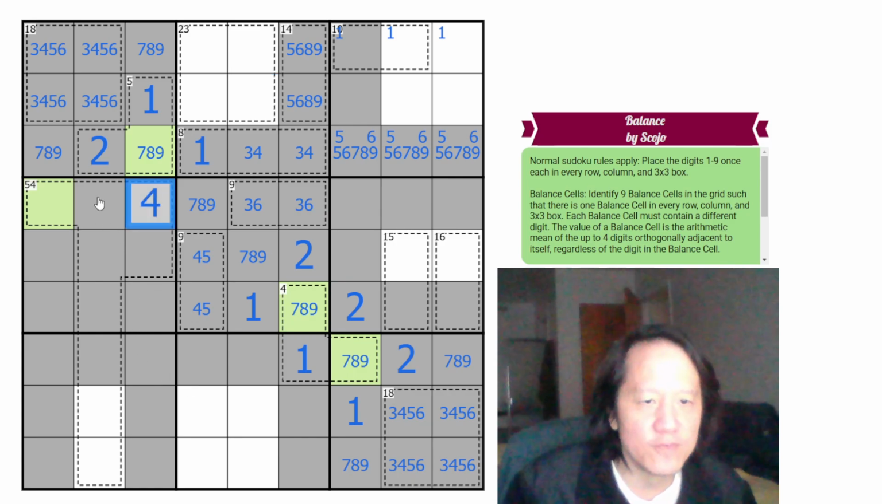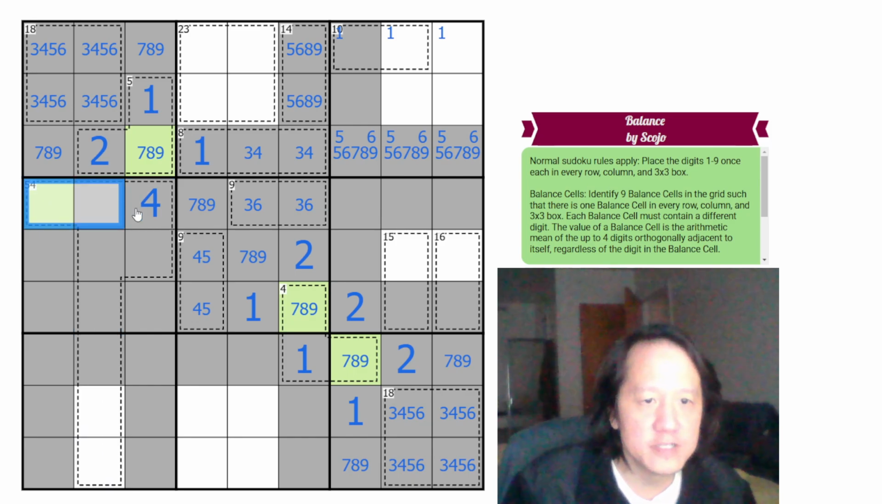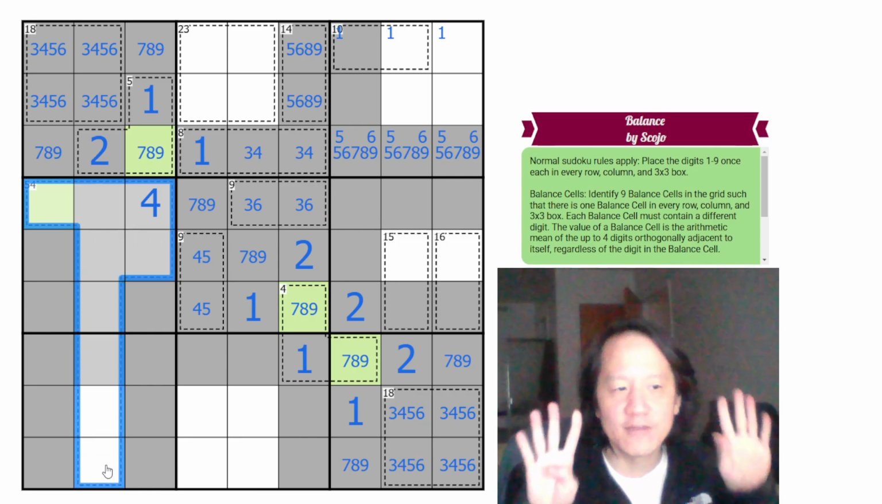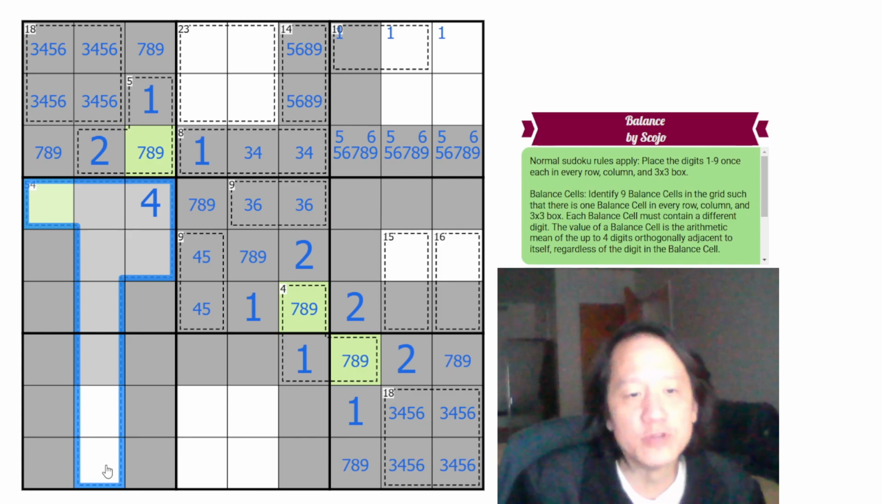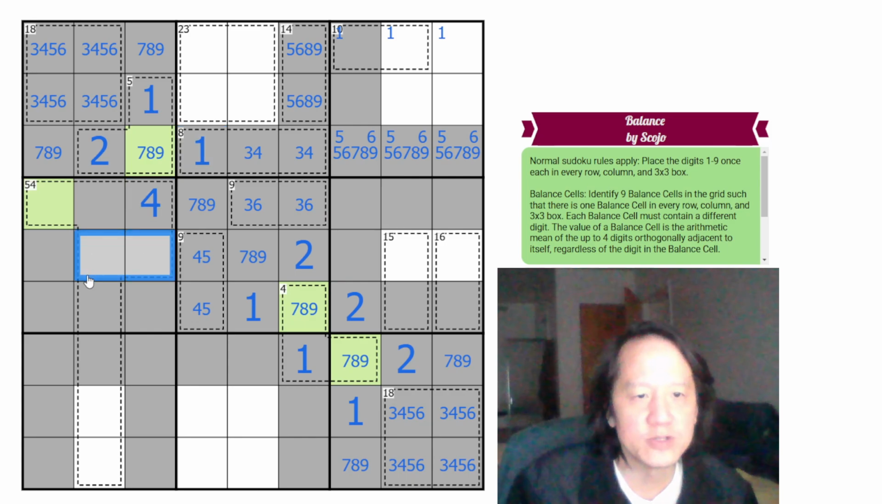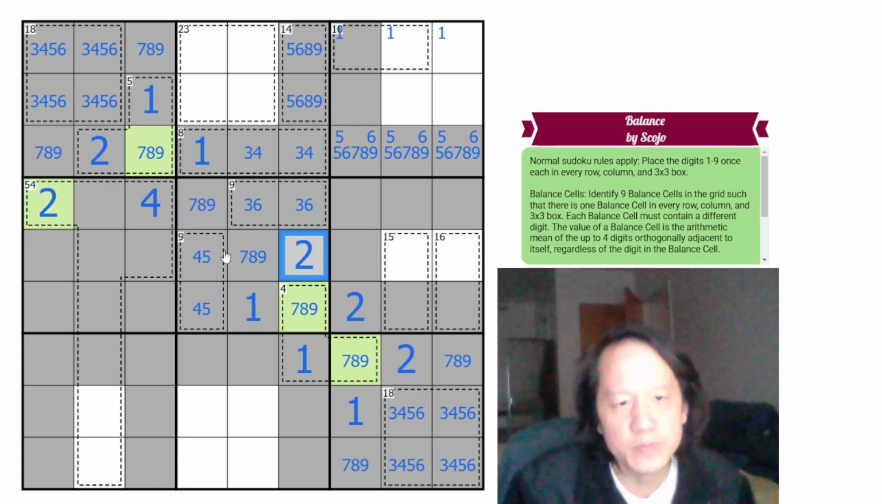This has to be a 4. None of these can be 2. In this cage, there has to be a 2 because there are 9 digits. And again, you can't have repeats within a cage. So therefore, you know there has to be a 2 here. But 2 cannot be here. 2 can't be here, obviously, because of this already. And this can't be 2. Whereas the 2, in this box, it has to be here. So this is 2.